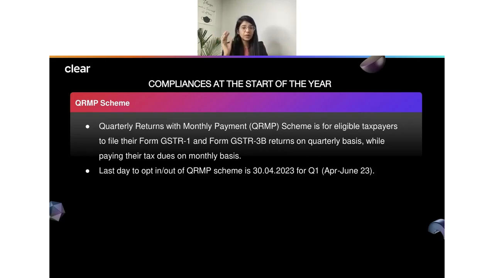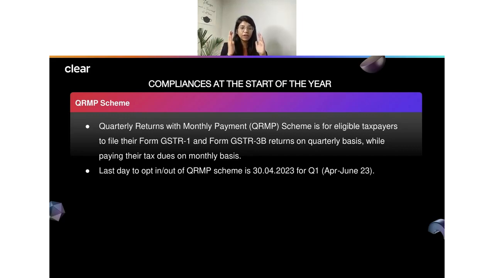We all know that there is one condition for claiming the ITC by the recipient. And that condition is that the recipient can claim the ITC only when that particular invoice is reflected in their GSTR-2B. Right? That is the only condition. Then they can go ahead and claim the ITC.